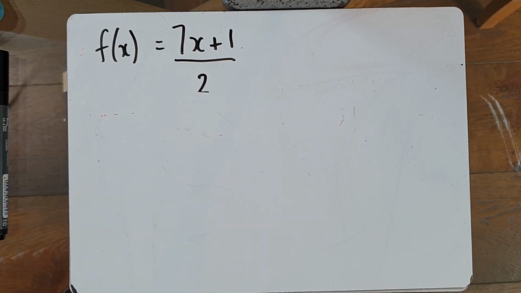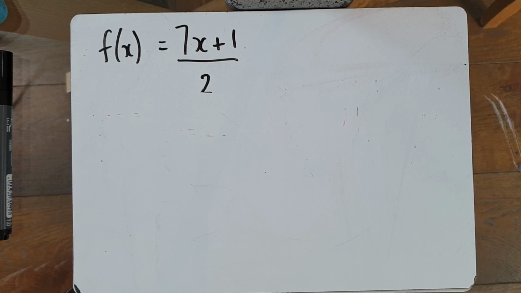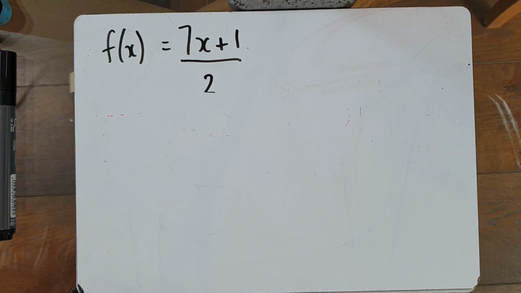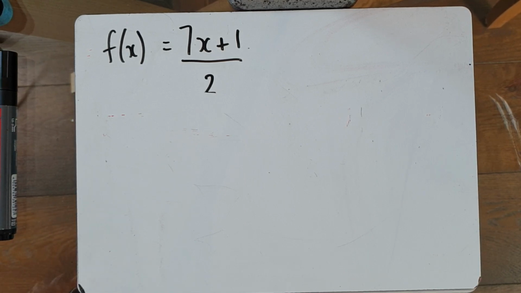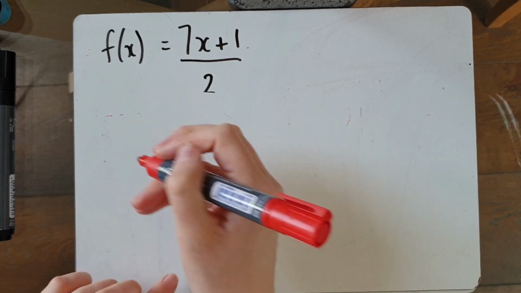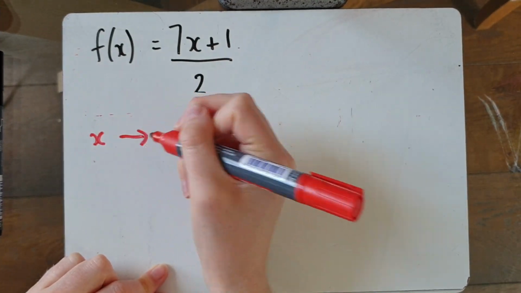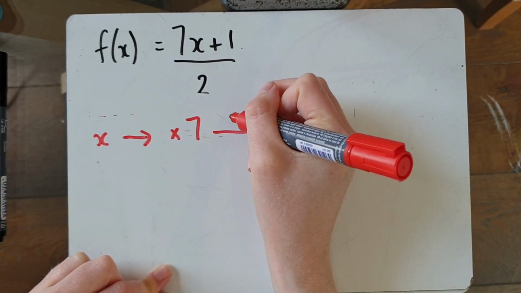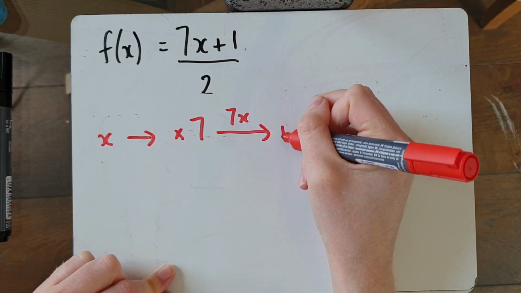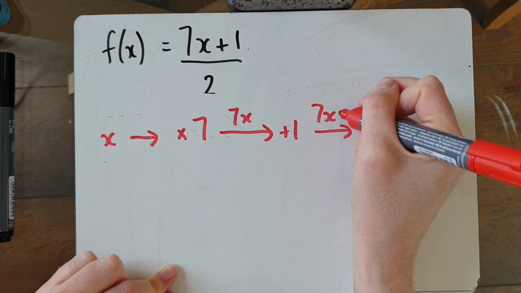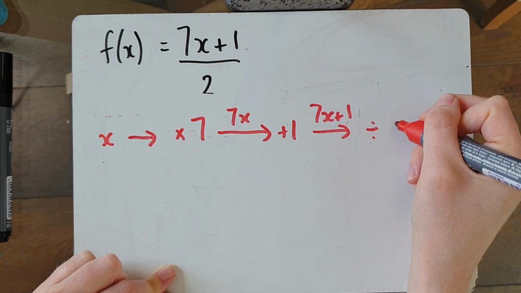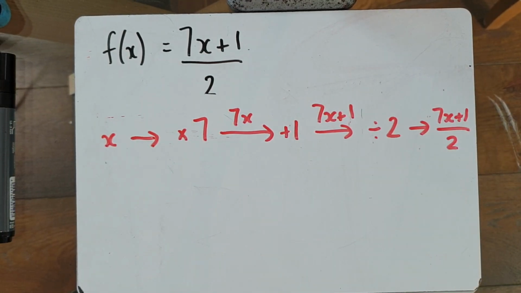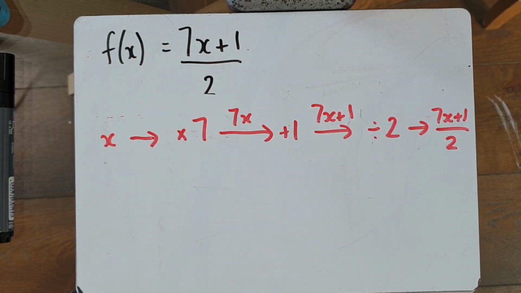Rearranging the function is the best way of finding the inverse function, but we can use what is called a function machine. I don't like these. I would prefer that you rearranged, but if you want to use this, you can. So if I write f of x out as a function machine, we start with x, we multiply x by 7. So we then have 7x. We add 1 to it. So we then have 7x plus 1, and then we divide it by 2, which gives us 7x plus 1 over 2. So that is the function machine for our original function.